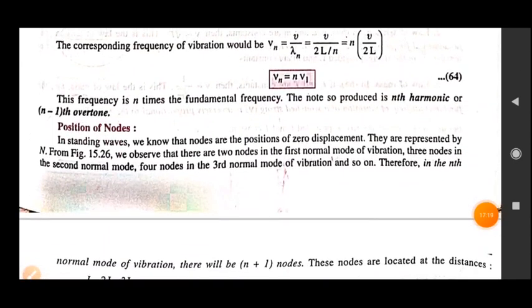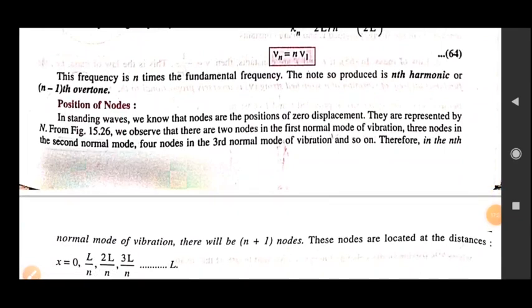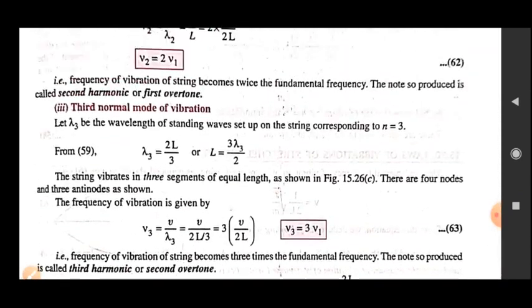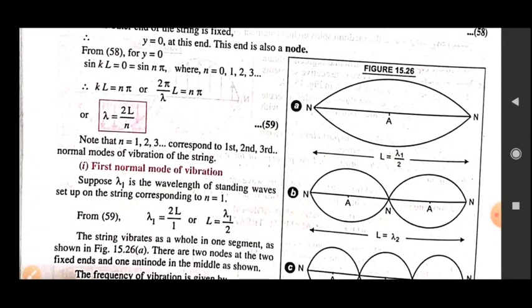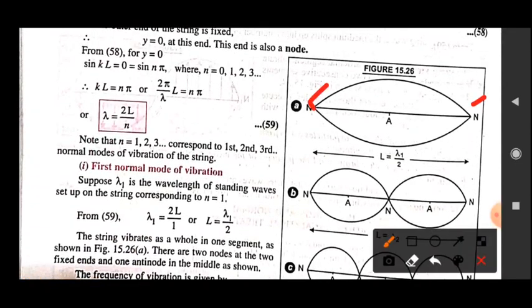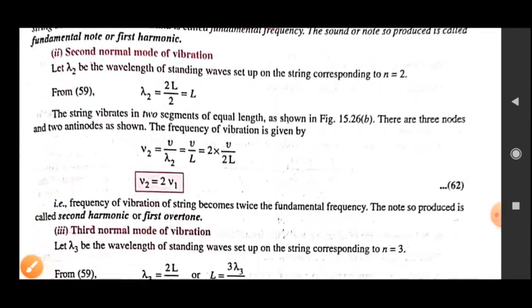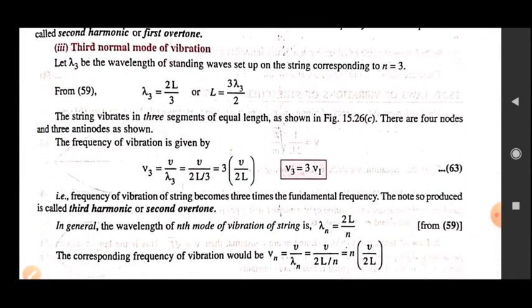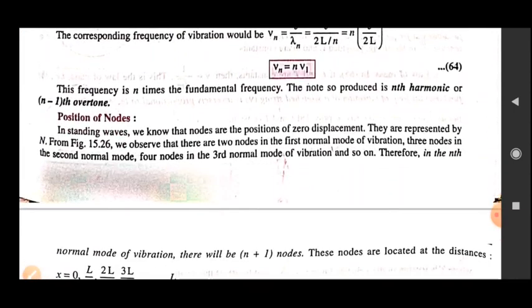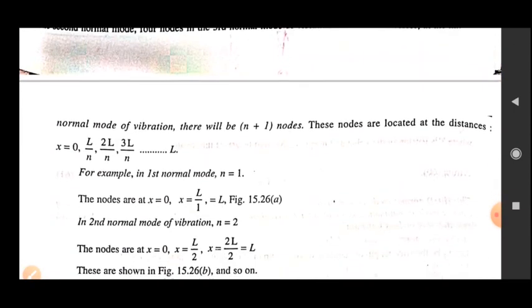So in this case, the position of nodes in a standing wave is given by... Here we know that nodes are the positions of zero displacement, and they are represented by capital N, which we have used here. Now we observe that there are 2 nodes in the first normal mode of vibration, 3 nodes in the second normal mode, similarly 4 nodes in the third, and you can see that again in this figure. In this figure you can see 2 nodes in the first harmonic, 3 nodes in the second harmonic, similarly 4 nodes in the third harmonic. It means in every harmonic, in every vibration, 1 extra node we are getting. So overall, in the nth harmonic we will get n plus 1 nodes.